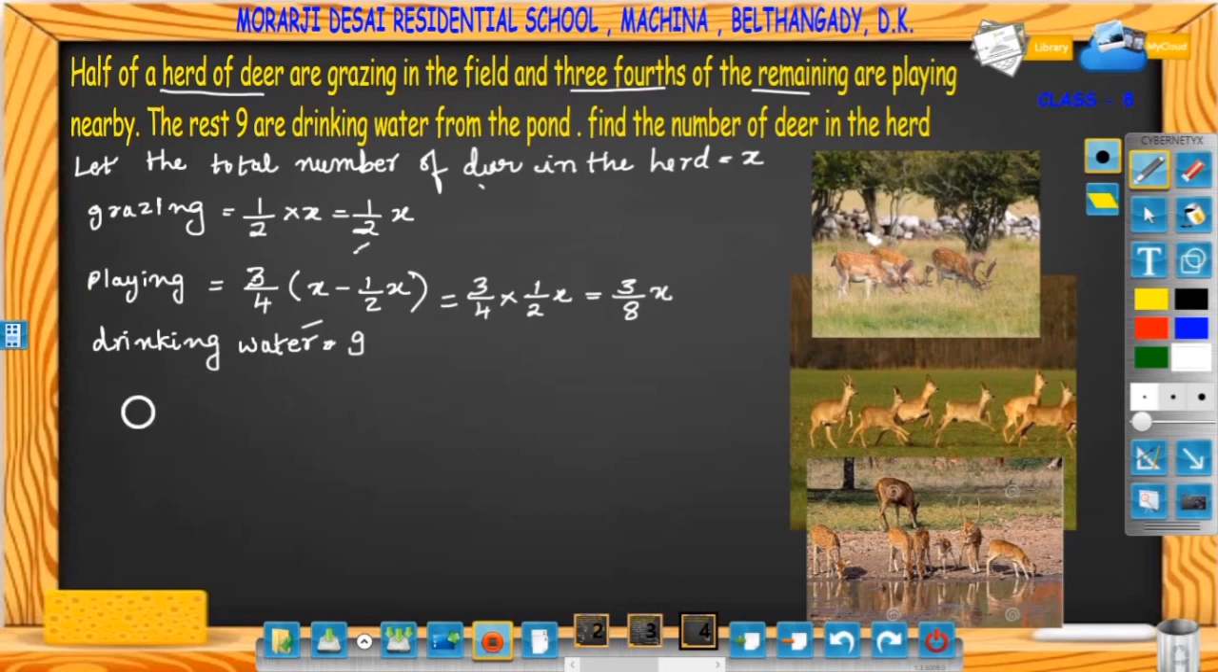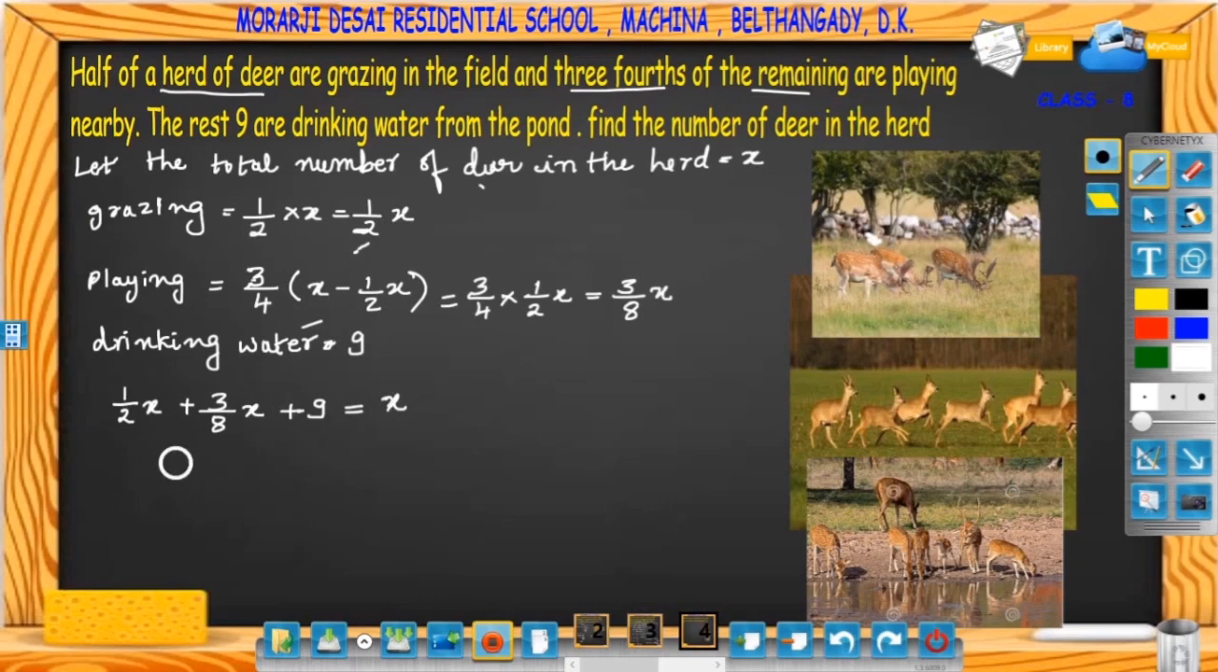Grazing plus playing plus drinking is equal to the total number of deer in the herd. Now grazing is half x, plus playing is 3/8 x, plus drinking water is 9, is equal to the total number of deer in the herd, that is x.